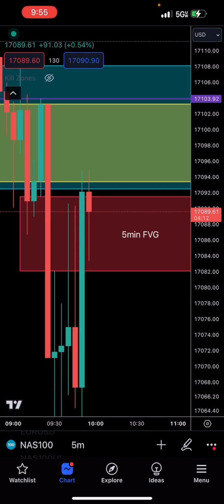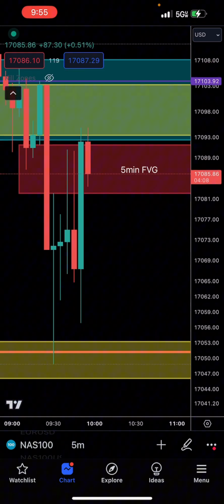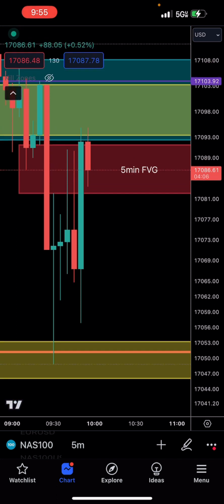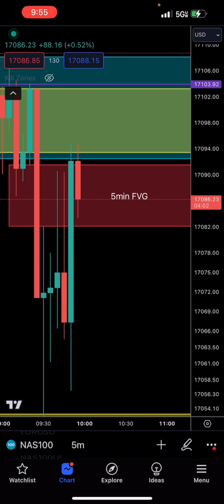But like I said earlier, it would still be great if it kind of respects this fair value gap even a little bit. You know, I would love to see price start to come down.